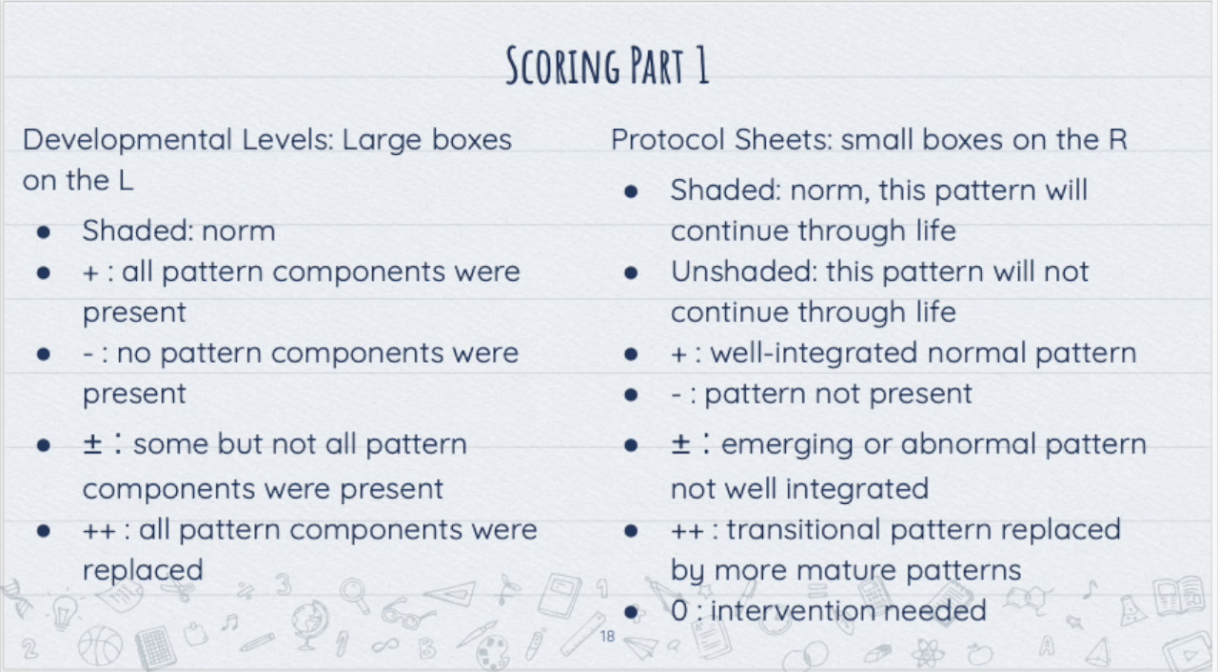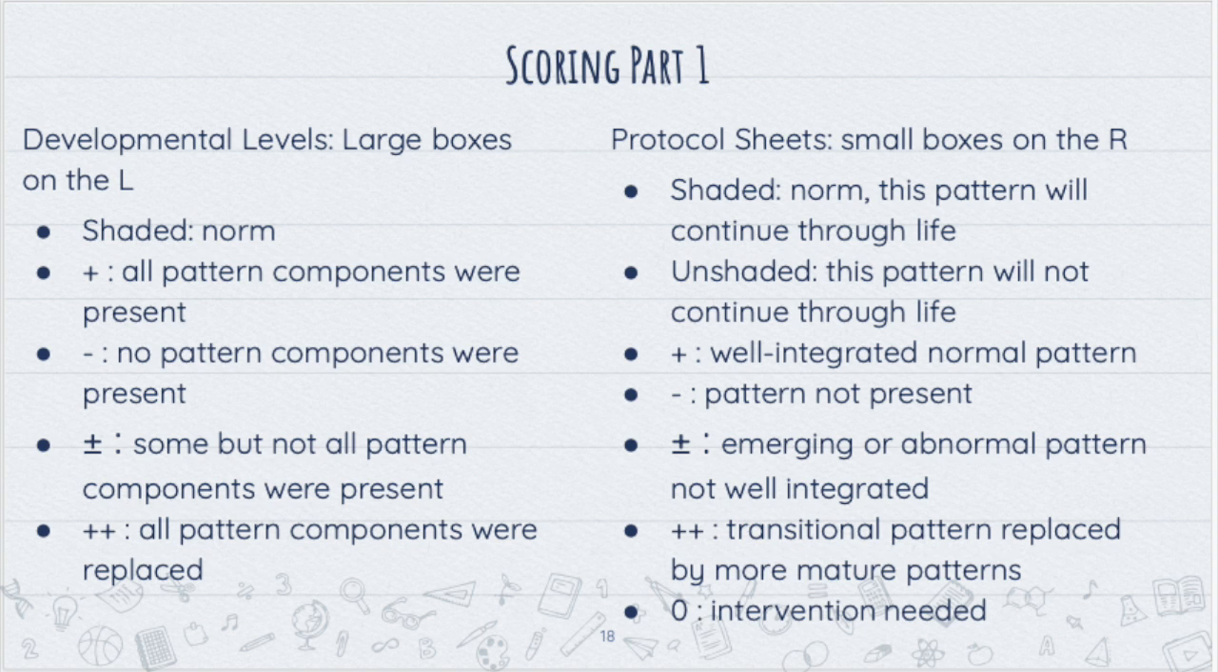On the protocol sheets, there are large boxes and small boxes. The shaded large boxes are the norms. You can give people a plus, which all pattern components were present, a minus, no pattern components were present, a plus minus, some but not all pattern components were present, and a plus plus where all pattern components were replaced.